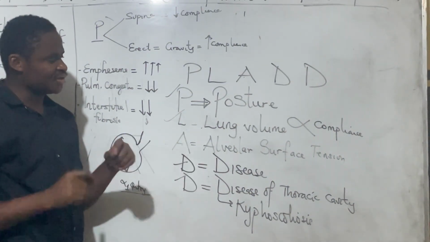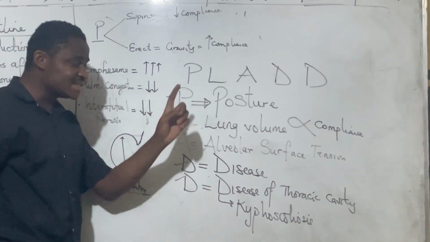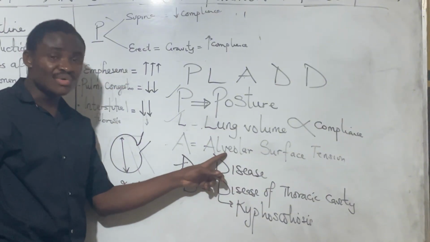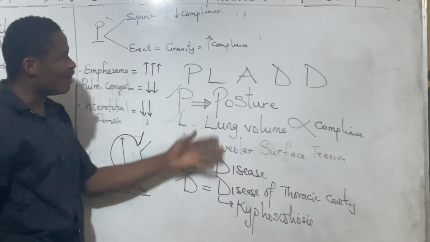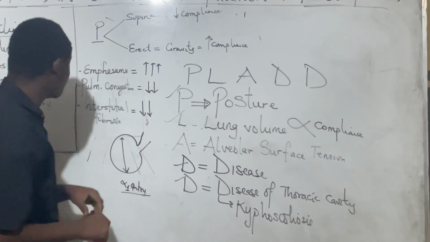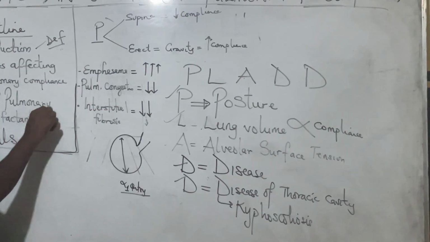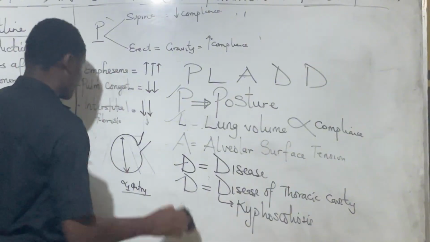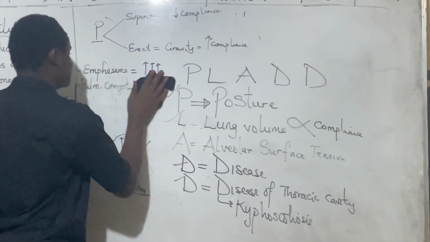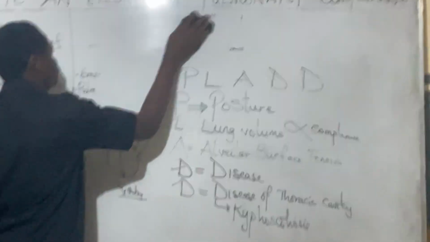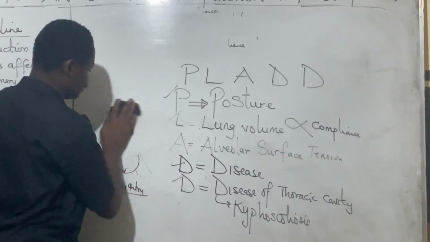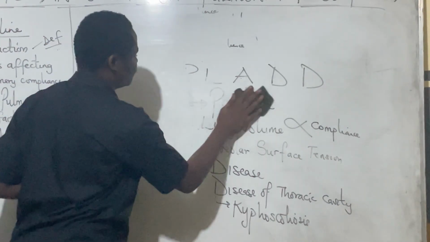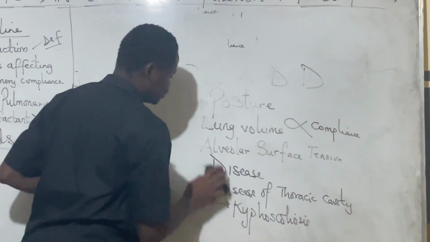For alveolar surface tension, the first thing you are going to say is that this is dependent on surfactant. And surfactant is the most important of all these factors that affect compliance. That is why you now have to discuss the role of pulmonary surfactant. Let's recap that again and then we end the picture. So let's talk about the role of pulmonary surfactants.